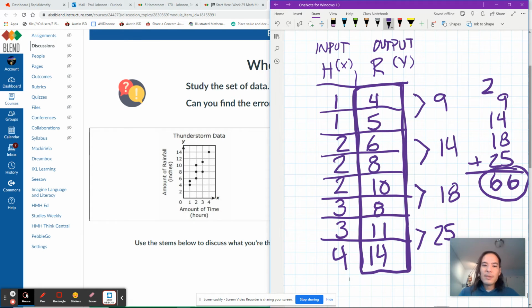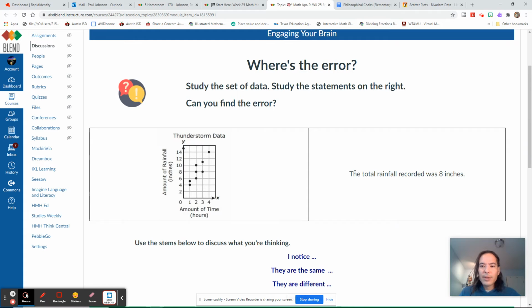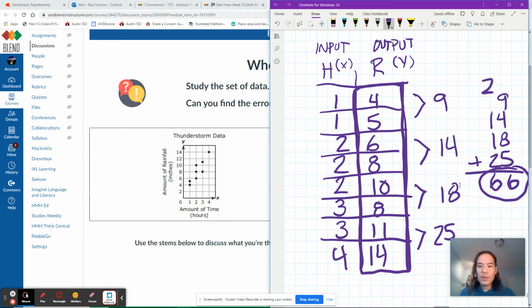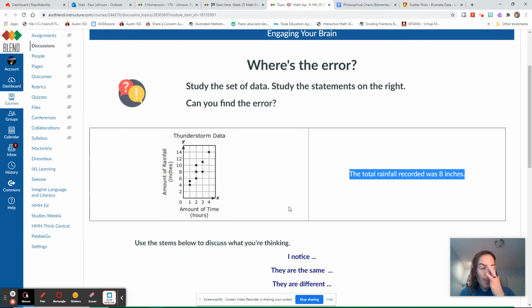So, yes. When we look at this statement, the total rainfall was not 8 inches. The total rainfall for, let's see, a 2 hour time period once was 8 inches. The total rainfall for a 3 hour time period once was 8 inches. But the total recorded rainfall was 66 inches. So we have a lot of things we can say about this.